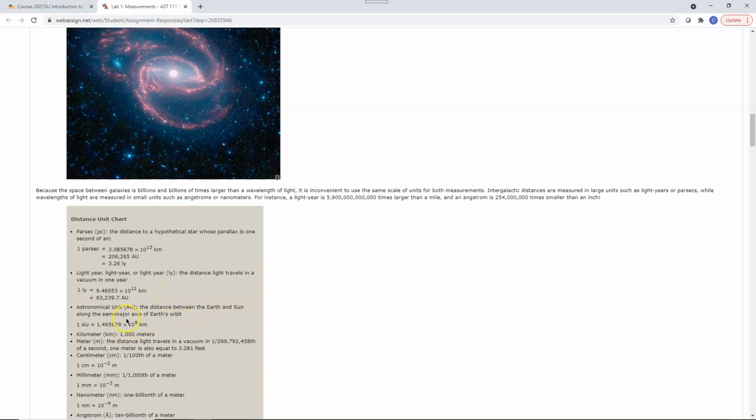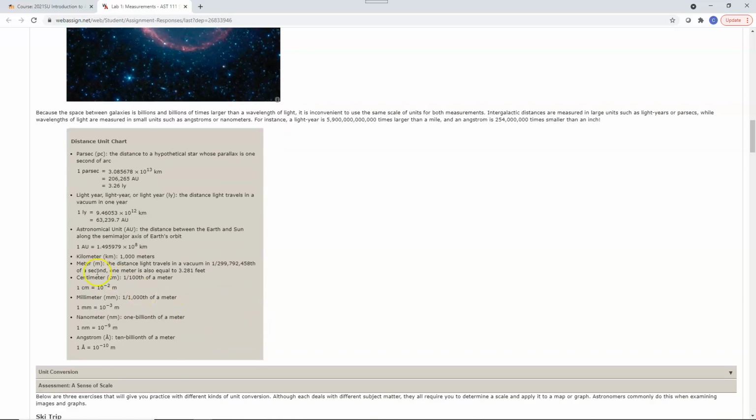All right, so here is your astronomical unit, roughly 150 million kilometers. Looking at this, 1.495979 times 10 to the 8th. If we move that back 8 places, you get roughly 149,579,900 kilometers in that. 1 kilometer is 1,000 meters.